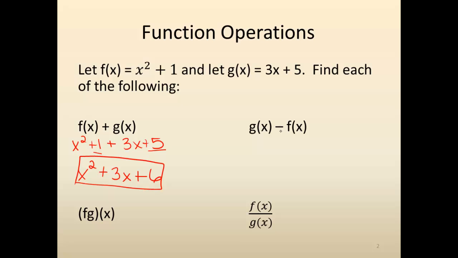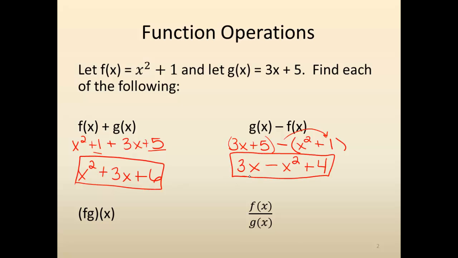Okay. Same thing works with subtraction. We have 3x plus 5 minus, here, parentheses around the entire f of x. That is important. So we're taking all of g of x, subtracting all of f of x. Again, we look for like terms to combine. And so you get 3x minus x squared, and this becomes 5 minus 1, which is a positive 4. And so there's the final answer for subtraction.